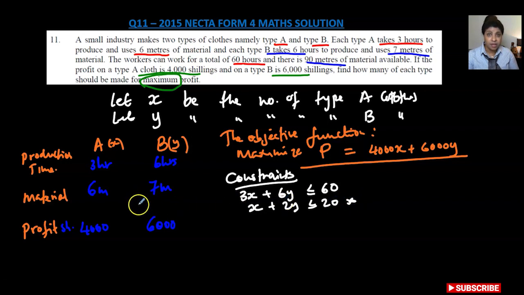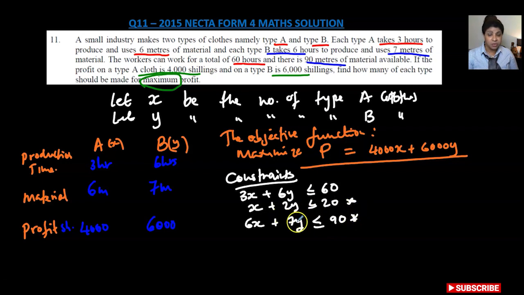The second one is a constraint of material. So I need 6 meters for type A, so that means 6x, and I need 7 meters for type B, so that means 7y, and the maximum I have is 90. I could use the whole of 90 meters or less, but no more. So I need to use 6x plus 7y less or equal to 90. So this is my second constraint then.